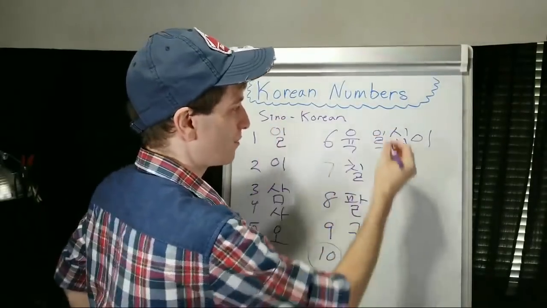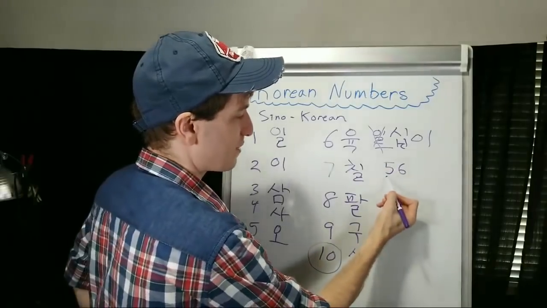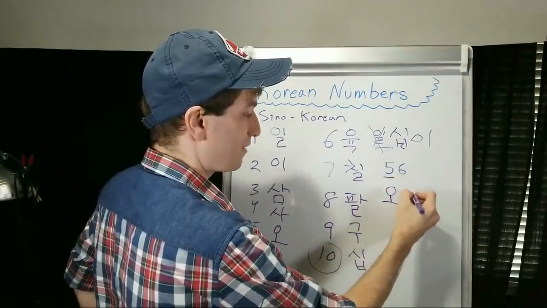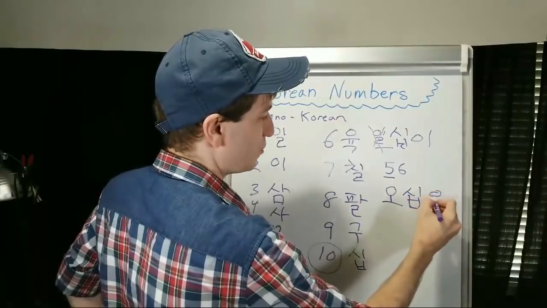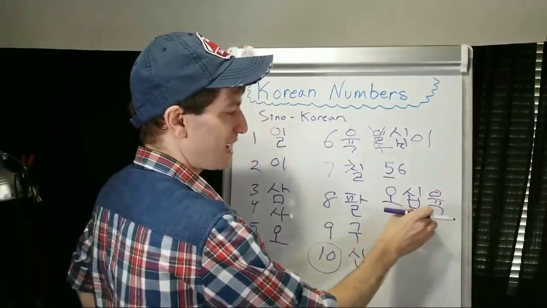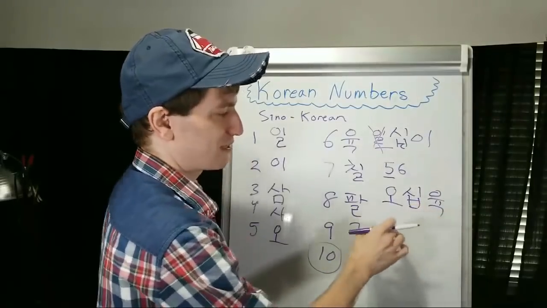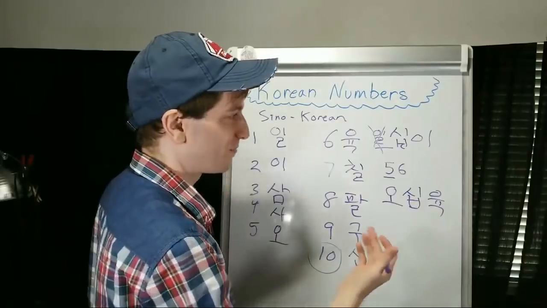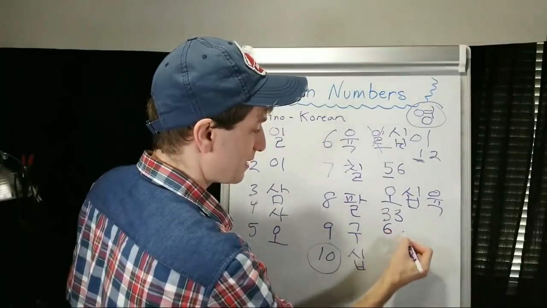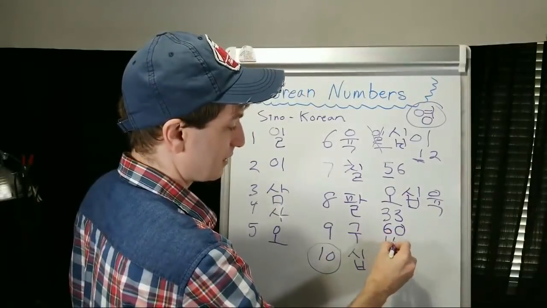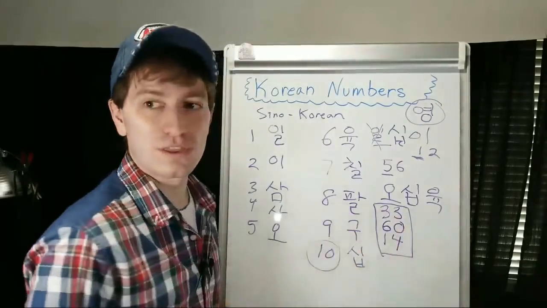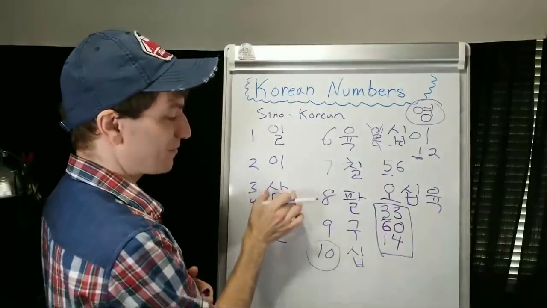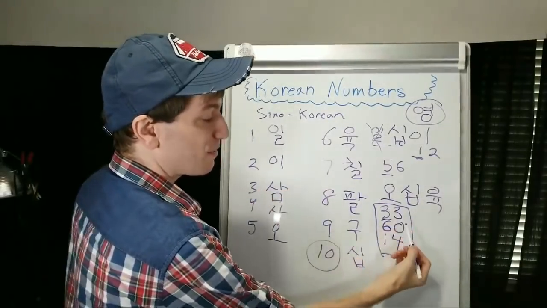And this is important. 56, the tens place is 5. So we need 5 tens, 5, 10, and then 6. So 5, 10, 6 is 56. This is pretty much how it works all the way until 100. 33, 60, and 14. The tens place in the first one, 33, is 3. So we need 3 tens. 3, 10. And then the next place is the ones place.